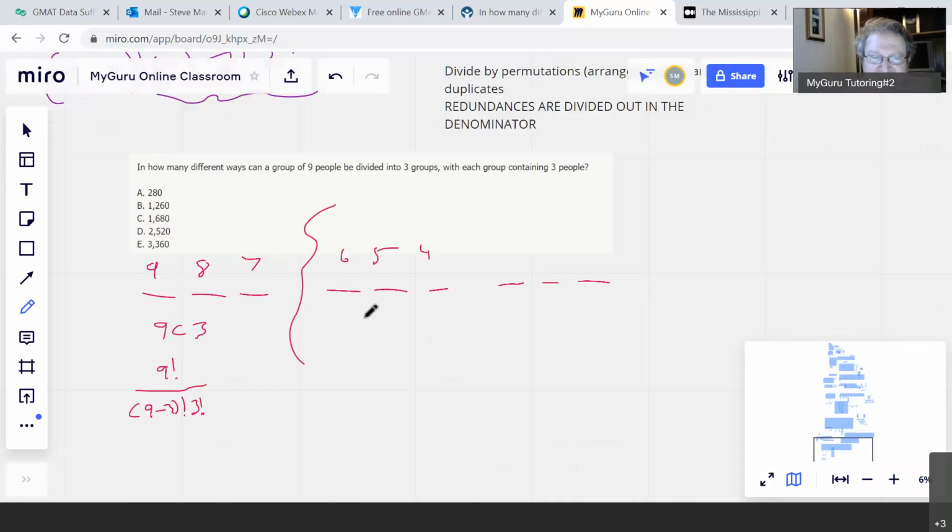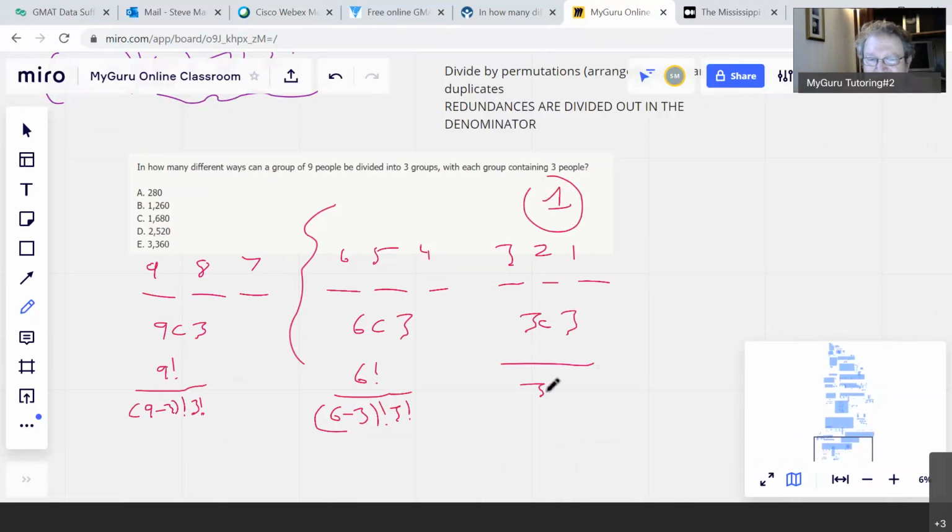So now it's going to be 6 choose 3. In other words, 6 factorial over 6 minus 3 factorial, times 3 factorial. And then here, it's going to be 3, 2, 1. But because we've only got a remaining 3 people in a group of 3, we don't care how they're arranged. It's only one group. So technically, it's going to be 3 choose 3, or 3 factorial over 0 factorial times 3 factorial. So that ends up being 1.